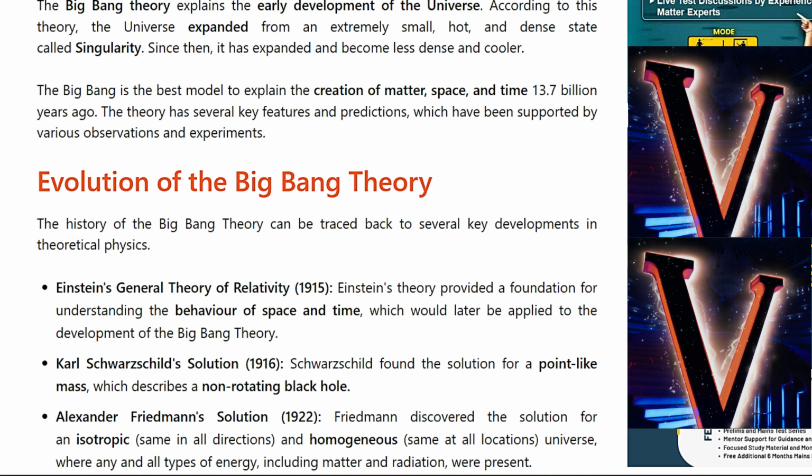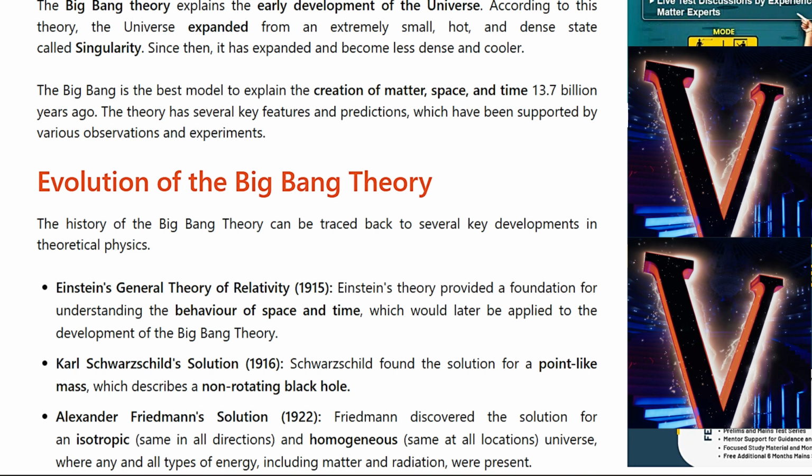The Big Bang Theory explains the early development of the universe. According to this theory, the universe expanded from an extremely small, hot and dense state called singularity. Since then, it has expanded and become less dense and cooler. The Big Bang is the best model to explain the creation of matter, space and time. 13.7 billion years ago, the theory has several key features and predictions which have been supported by various observations and experiments. Evolution of the Big Bang Theory.